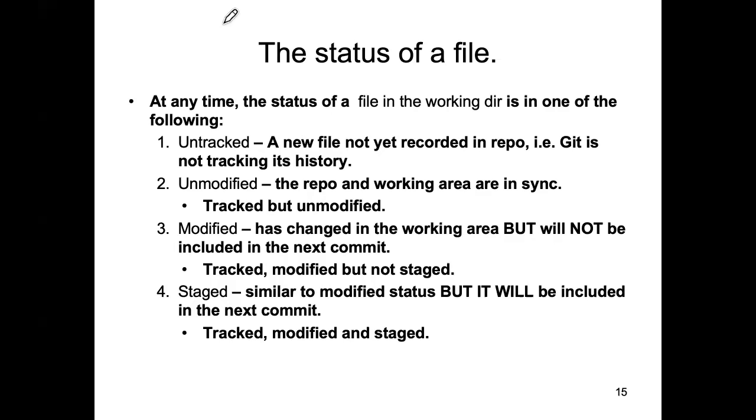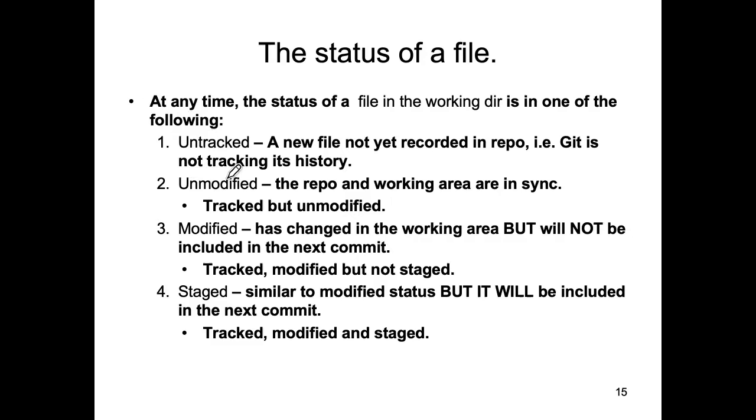There were one of three possibilities: committed, modified, or staged. If we want to talk about a specific file, the status of a file at any particular point in time could be any one of these statuses. It could be an untracked file, which I just explained a moment ago. An untracked file is a file that exists in your working directory. There is no history of it in the repository.